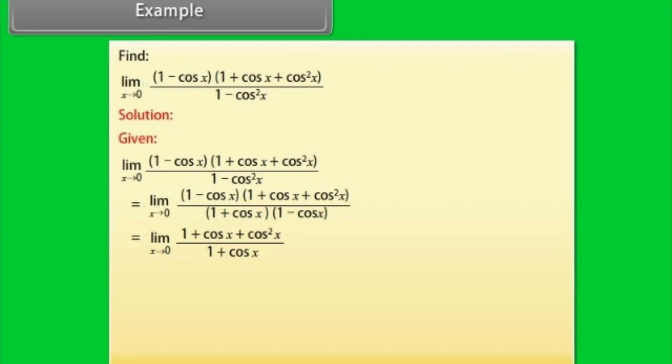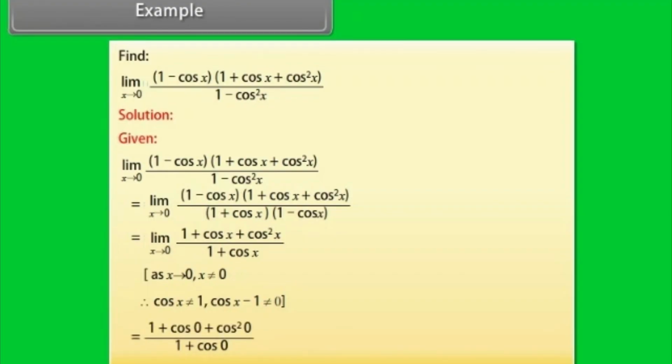As x tends to 0, x is not equal to 0. Therefore, cos x is not equal to 1 and cos x − 1 is not equal to 0. We get (1 + cos 0 + cos² 0) divided by (1 + cos 0), which is (1 + 1 + 1) divided by (1 + 1), and we get 3 by 2.